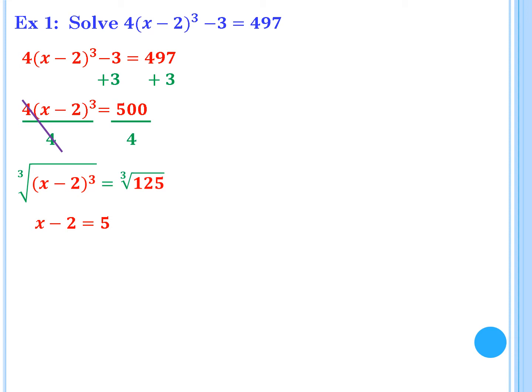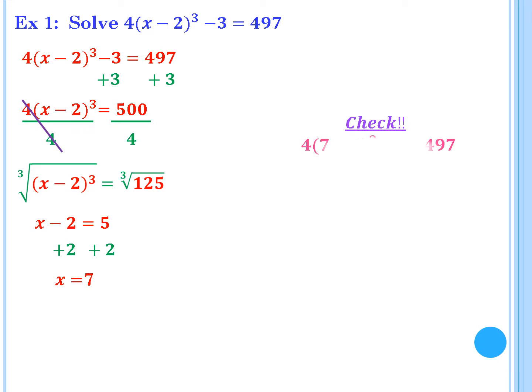Okay, so at this point, we have x minus 2 equals 5. So to solve for x, I simply add 2 to both sides, and I end up with x equals 7. Now, don't think you're going to get off that easy. Remember, sometimes it could be an extraneous solution. You don't know. So we have to actually check our answer.